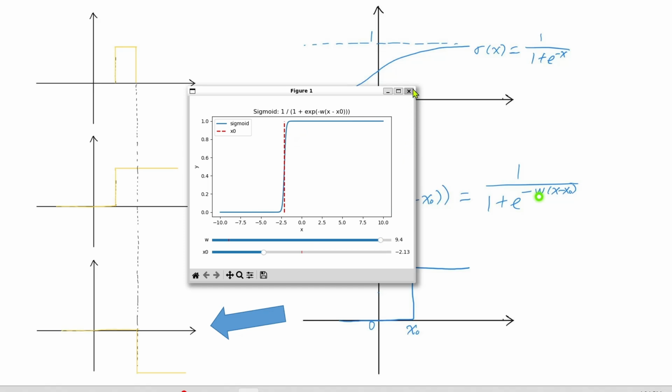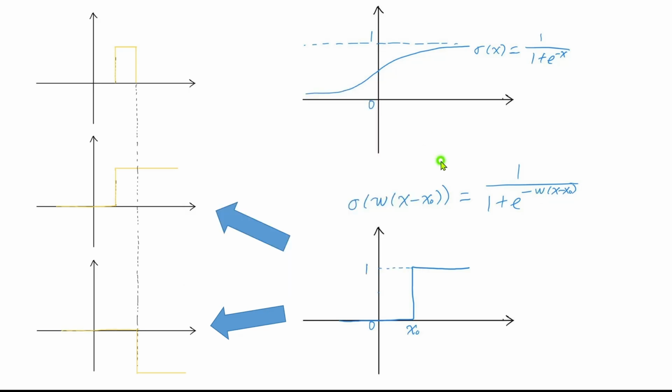Okay, if we notice this, then we can easily see how to approximate a step function. What we want to do is make sure that x0 is set to be the position of the step. So if the step happens here, we set x0 to be here. And to get a sharp, steep step function, we want to make sure that w is very large. So in this case, we set w to be a very large value. If we set these 2 parameters, we can easily approximate a step function using the sigmoid function.